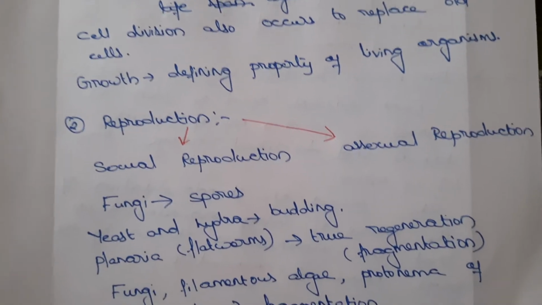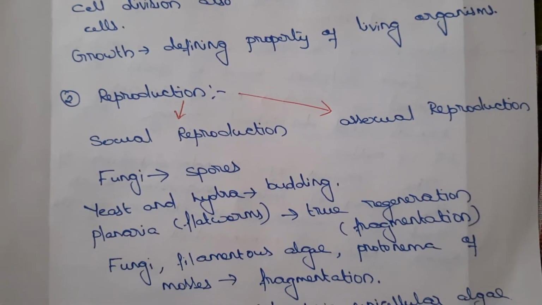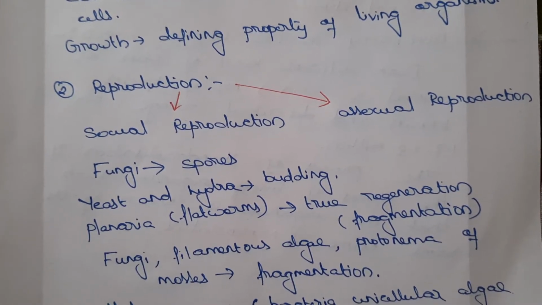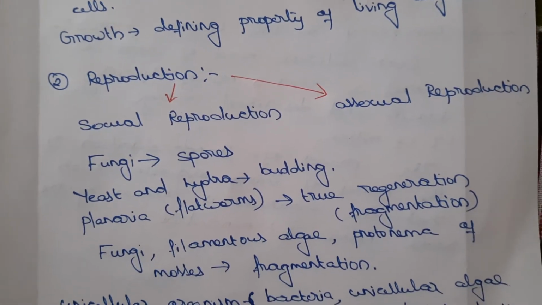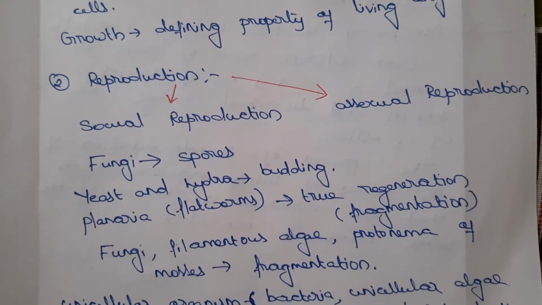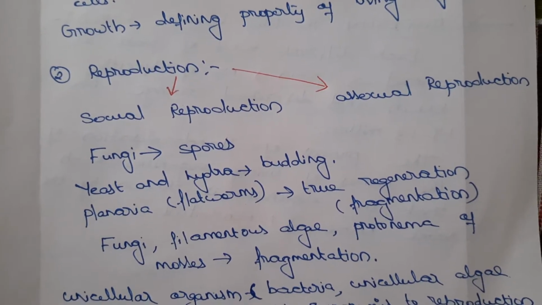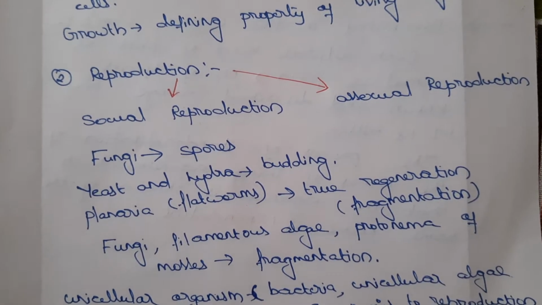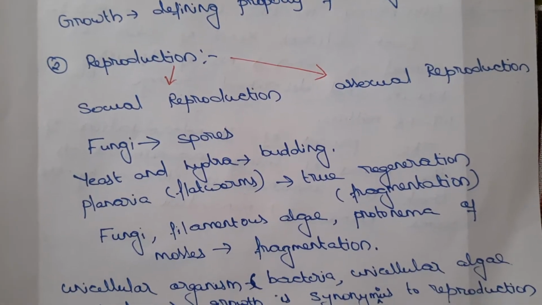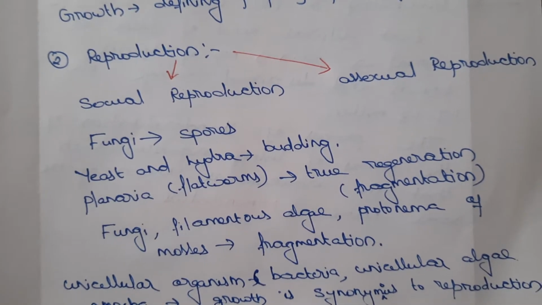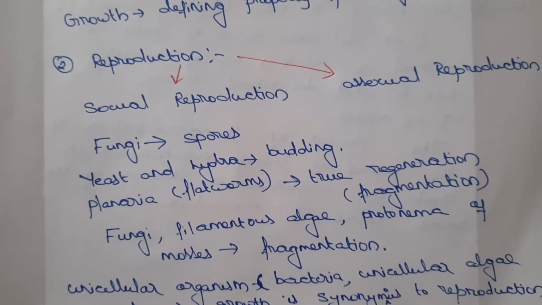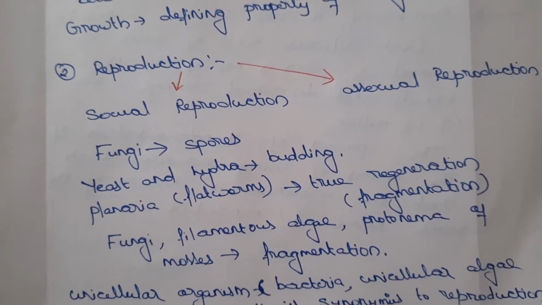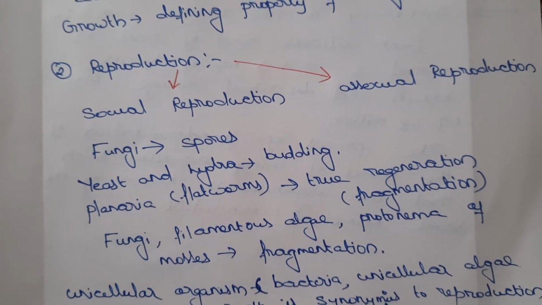The second property is reproduction. Reproduction can be categorized into 2, that is sexual reproduction and asexual reproduction. In sexual reproduction, there is gamete formation, and there may be two different parents, whereas in asexual reproduction, there is only a single parent.